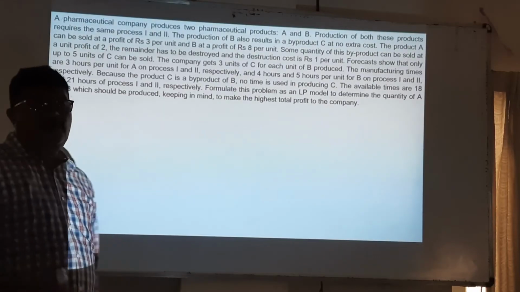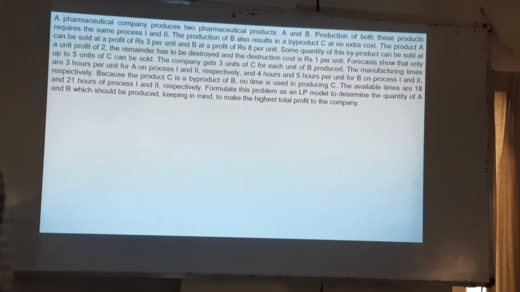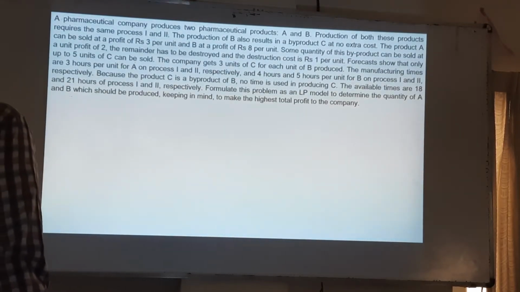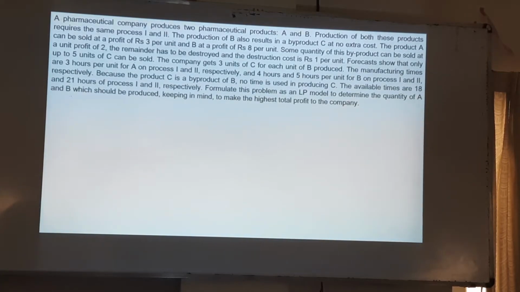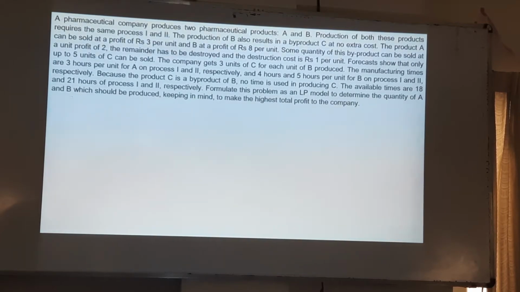So I'll read out the problem. This is a very simple problem. A pharmaceutical company produces two pharmaceutical products, A and B. Production of both these products requires the same process 1 and 2. The production of B also results in a byproduct C at no extra cost.